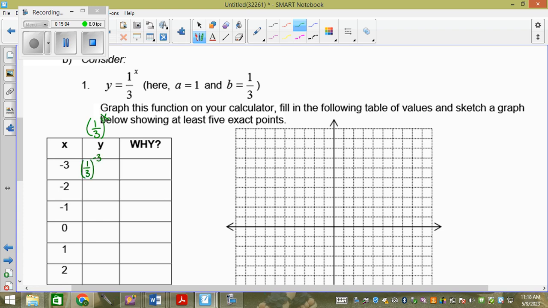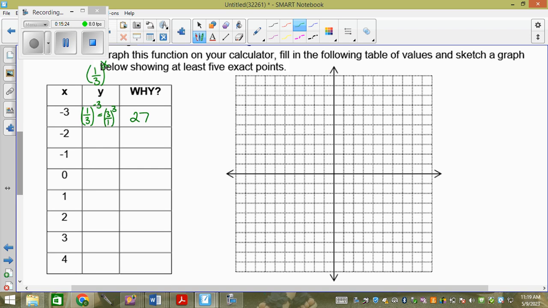What happens when I have a negative exponent? It causes this fraction to be the reciprocal, and then I get a positive, right? So I'm going to get 3/1 to the 3. So it's actually 27. If you don't know that, you can type it in your calculator as well. But negative exponents just flip the fraction. So this next one is going to be 1/3 to the negative 2, which is 3/1 to the positive 2.